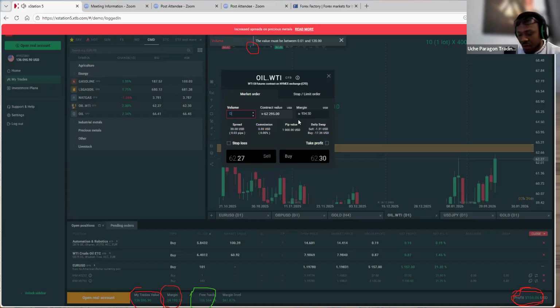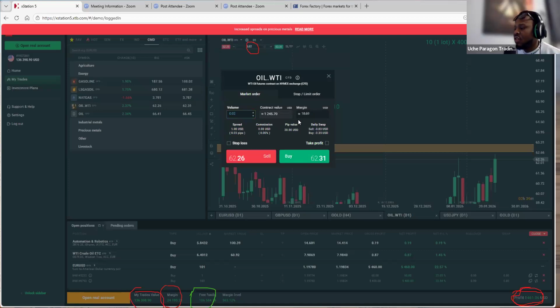So now let's say 0.02, like my friend said. So 0.02, okay, they give me only 18 cents. So $18 to open the trade. That means if I have $100, I can even trade it. It's about $18. And if I have $200, I can also trade with 0.02.